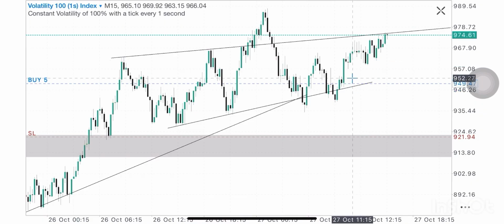And guys, if you are not trading indices, you are missing out. Indices are so good and volatile to trade. You can make a lot of profits.